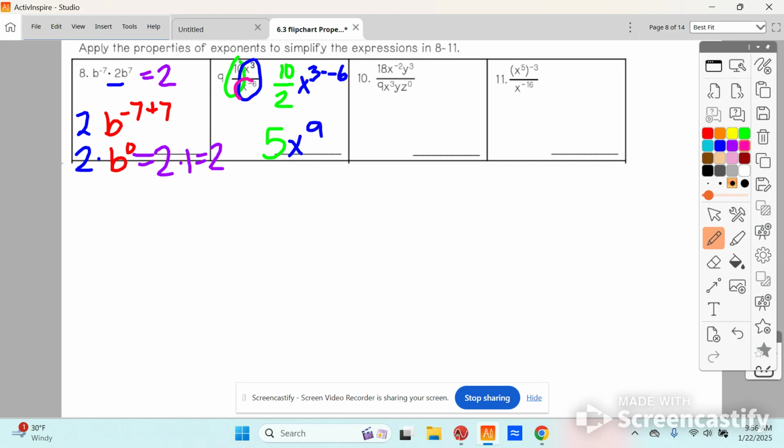This would also work because I'm going to move my 6 to the numerator to make it a positive 6, and I have x cubed and x to the 6th, which means I would have 9 x's.